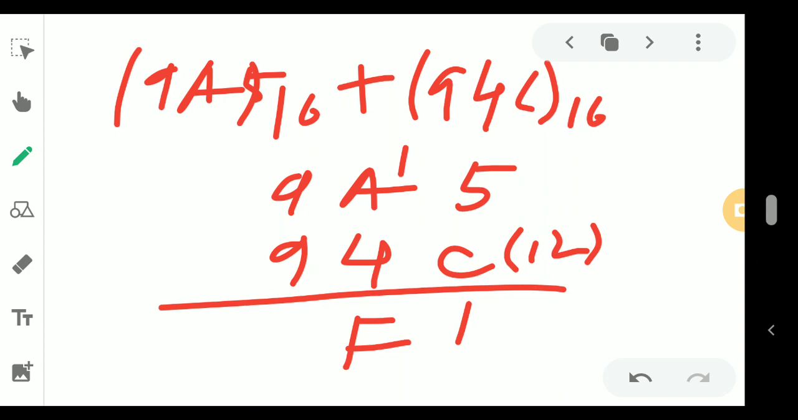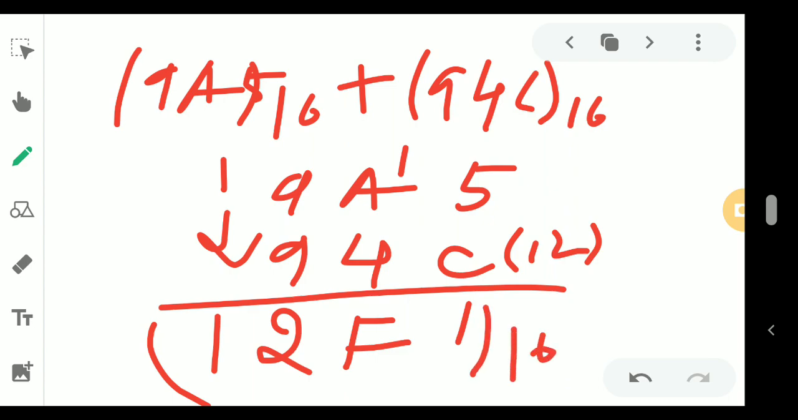9 plus 9 is 18. So 18 in decimal, 18 divided by 16, the quotient is 1 and the remainder is 2. So I am writing 2 over here and the carry 1 is there. If there is no other digit left to add, then we put the carry forward. So this is the addition part.